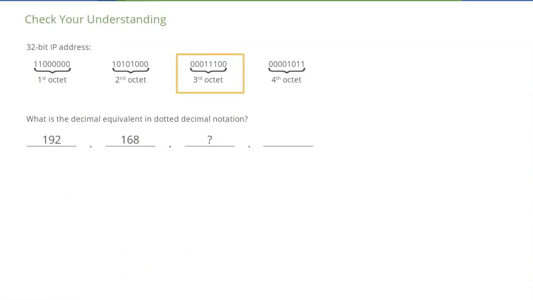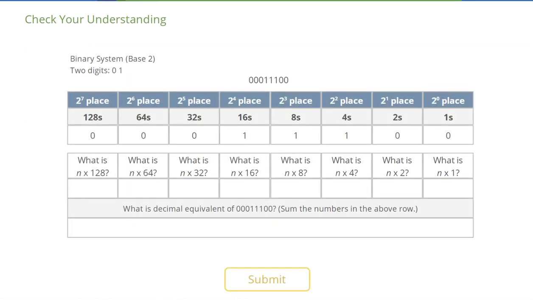Now it's your turn. You need to determine the decimal equivalent of the third octet. Calculate the decimal equivalent of the binary number on screen and type it into the table. When you are finished, click Submit.